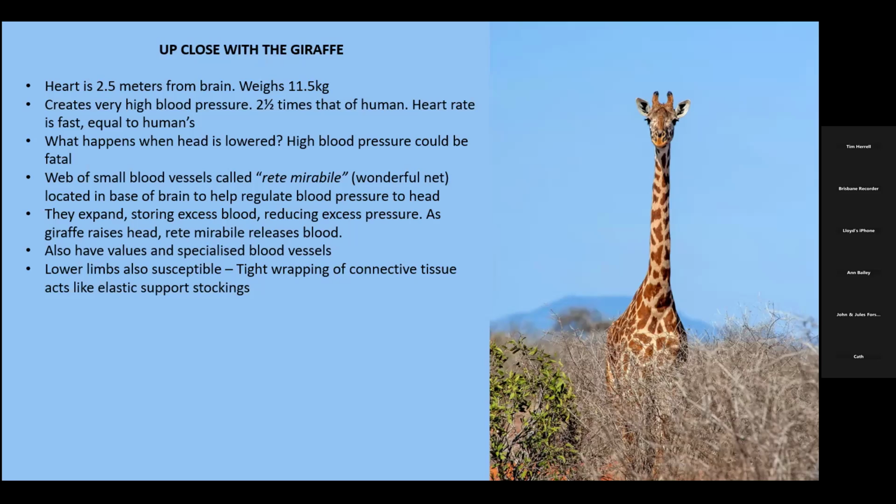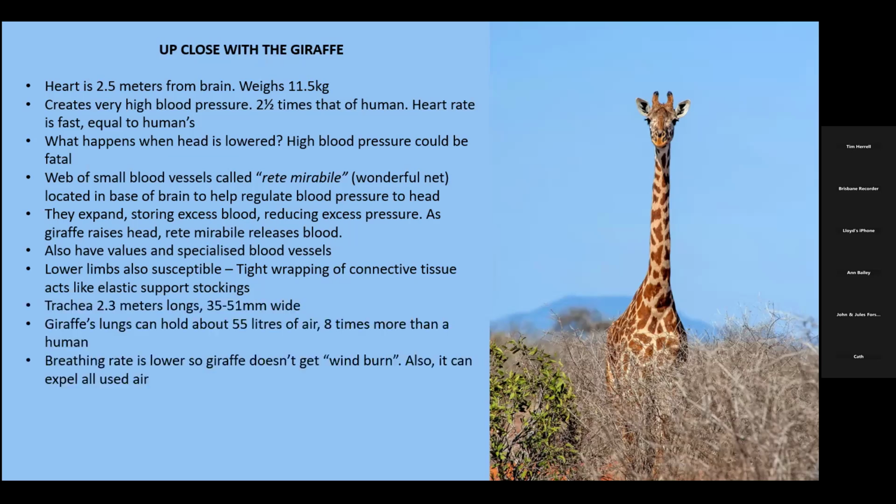And because the legs are below the heart, they're susceptible to the same issues of high blood pressure. So they've essentially got what one person thought is very similar to a G suit that a pilot wears in one of those fighter jets, or the elastic support stockings. The skin is bound really, really heavily around the giraffe's legs to control that blood pressure going into the legs.